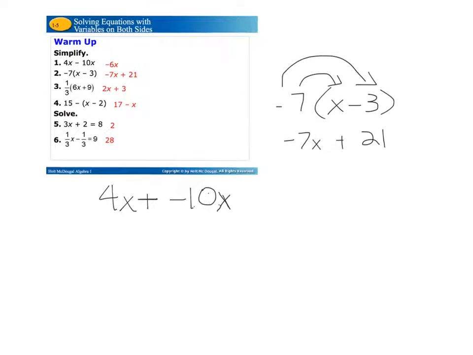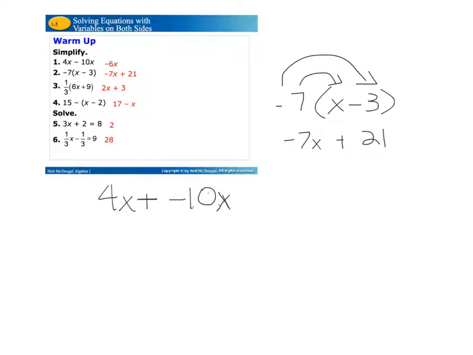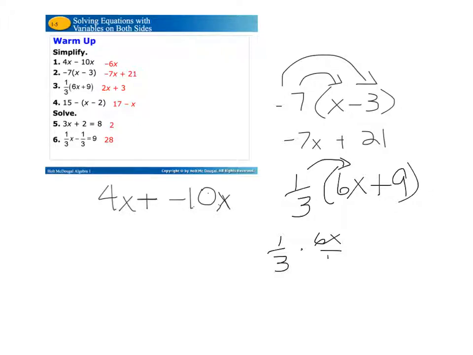Number 3, we're going to distribute that 1/3 to the 6 and the 9. Now when we distribute it here, it's really 1/3 times 6x over 1. I can simplify on my diagonals and make this 2x. And then the same thing when I do the 1/3 times 9, simplify diagonally and make it plus 3. So sometimes when you're multiplying by a fraction, the fraction's going to go away if it goes in evenly.